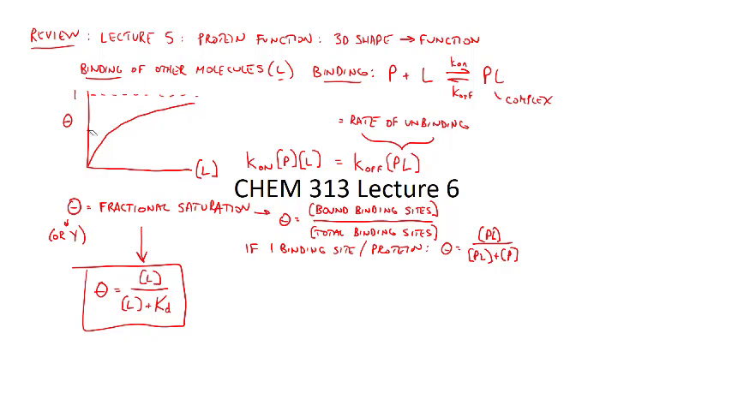And if you were to go down on the y-axis to the spot where theta is equal to 1/2 and trace that over to the line and then down to the x-axis, at this point, your ligand concentration is equal to Kd. So a more operational definition of Kd is that Kd is the concentration of ligand that gives 1/2 of protein molecules bound to ligand. In other words, half saturation.